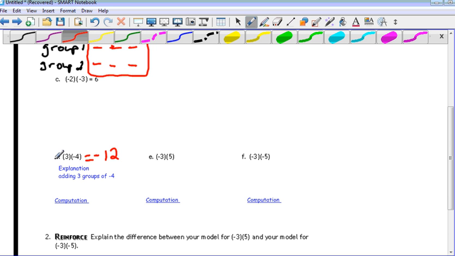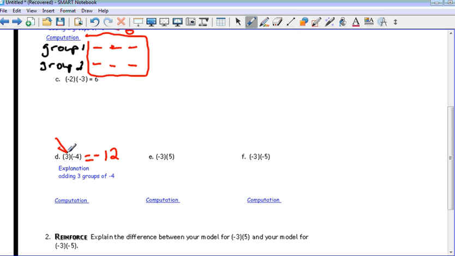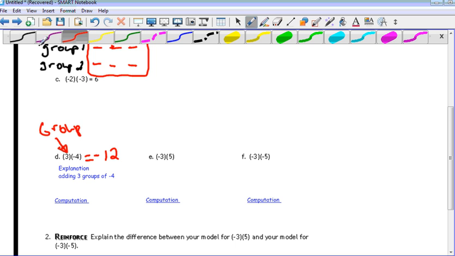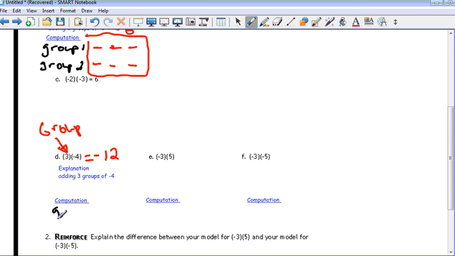Now, our explanation is this. Our first number is 3, a positive 3, so that means I'm going to add 3 groups. My first number always tells me my group. And my second number, the negative 4, tells me how much is inside the group. So now, let's show our 3 groups. I'm going to write down G1 for group 1, G2 for group 2, and G3 for group 3.